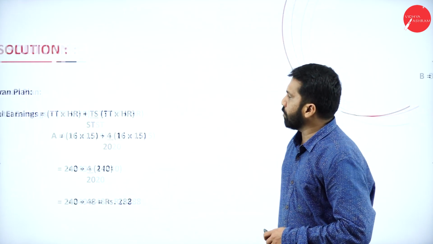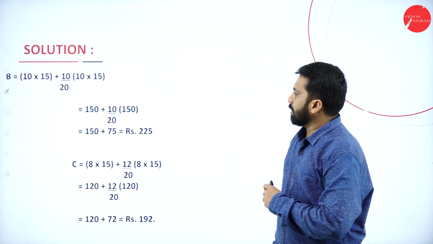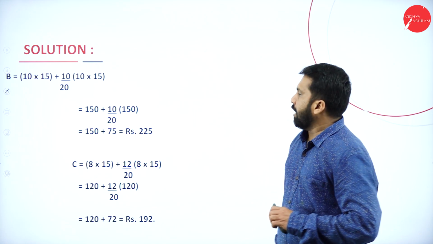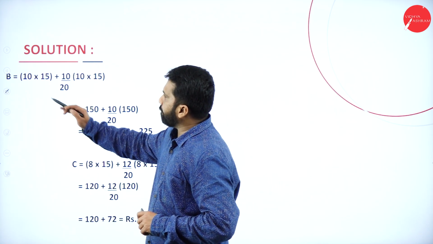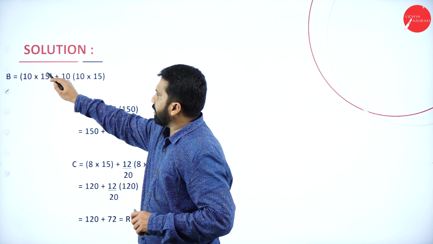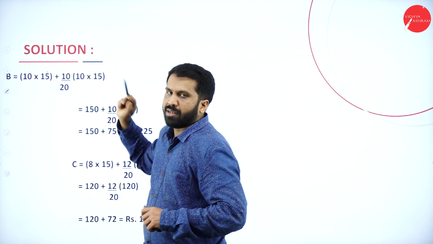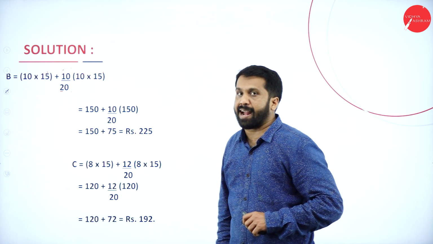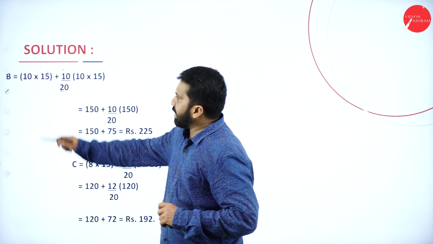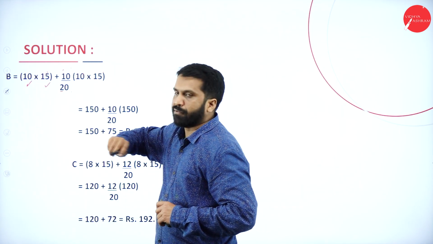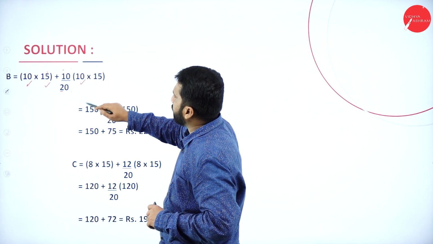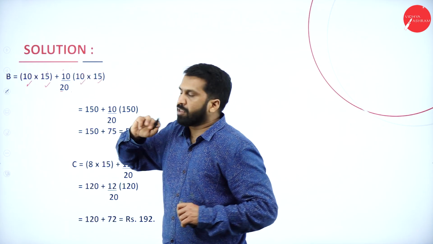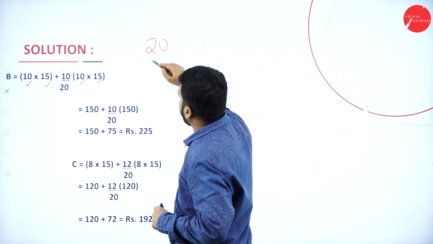Now, similarly, we'll do it for B as well as C. Now, we'll go for B. Under B, what happens? Same formula. Time taken into hourly rate, time taken into hourly rate, time saved divided by standard time. Now, time taken 10 hours, hourly rate 15. So actual it was given 20.